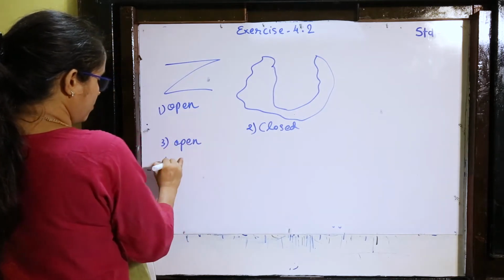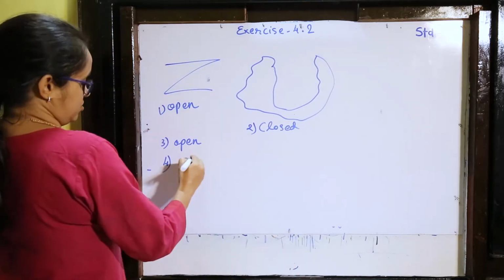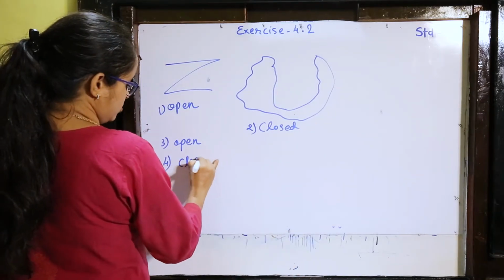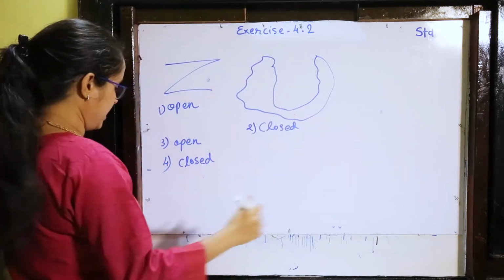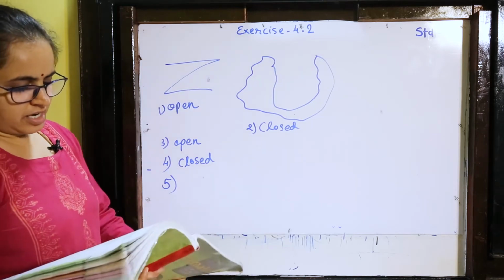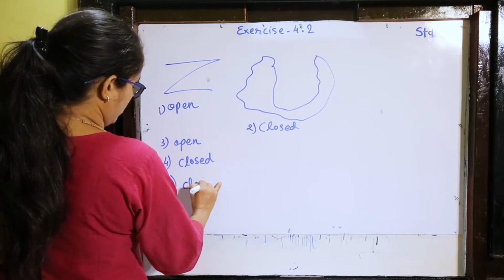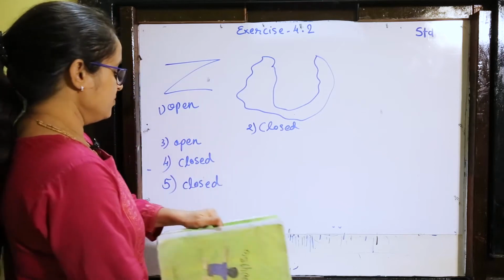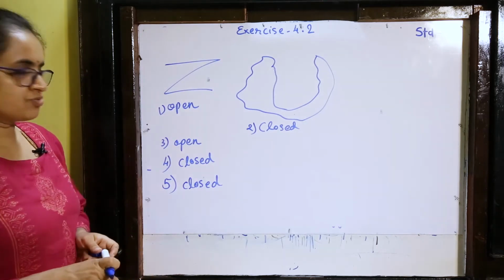Now fourth, you can see in the picture, it is a triangle. So a triangle is a closed figure, so you can write closed. All its points are joined. Now the fifth one is again closed because it is a quadrilateral. So you write closed. So here we have two open and the others are closed figures.